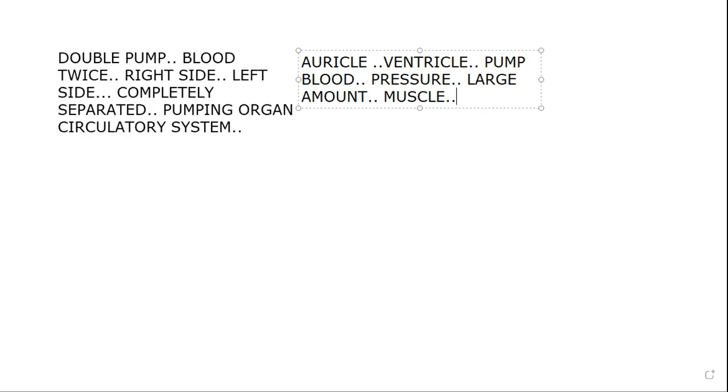Now coming back to the structure. The right auricle and the left auricle are separated by the interatrial septum or interauricular septum. ये पिछले लेक्चर में हो गया है. The right auricle and the right ventricle are separated by the right atrioventricular septum, and there is the right atrioventricular aperture present there, which is guarded by the tricuspid valve.